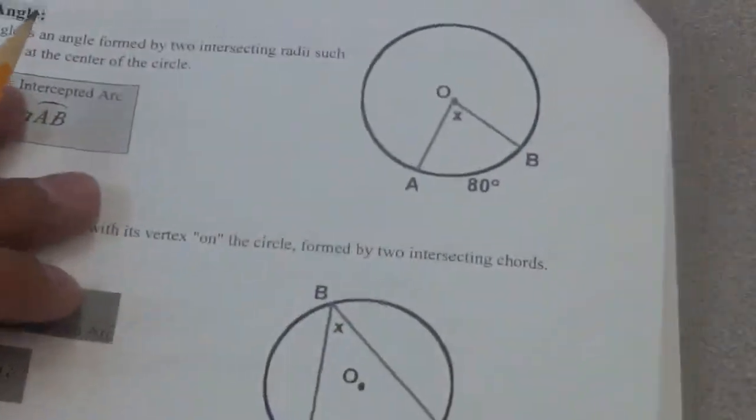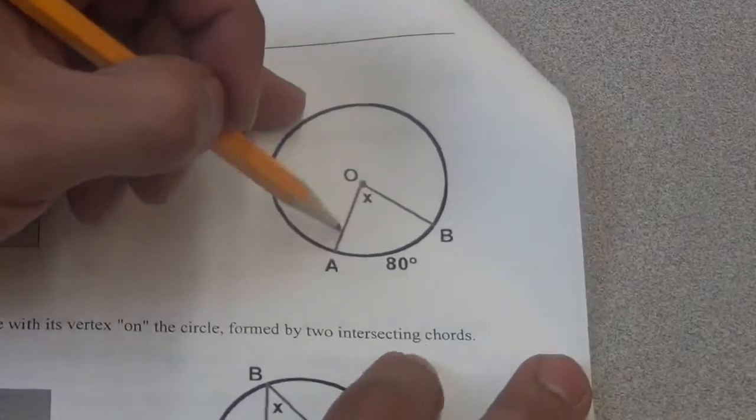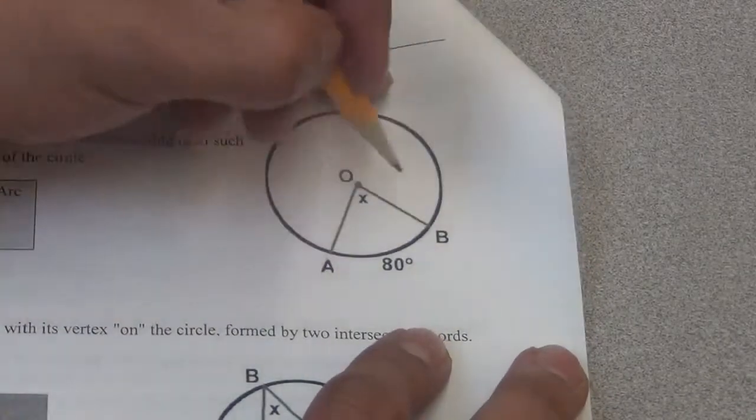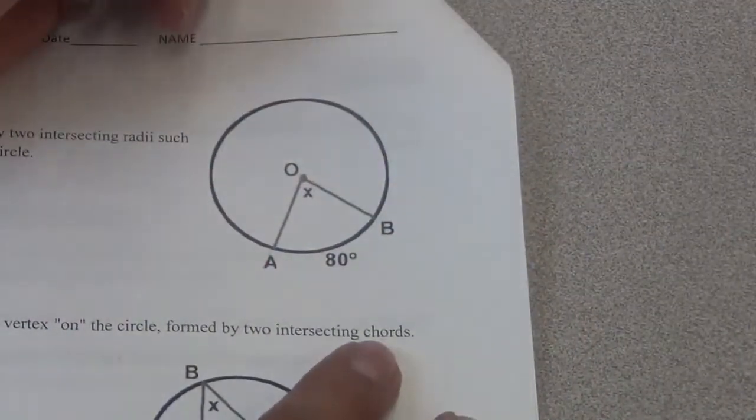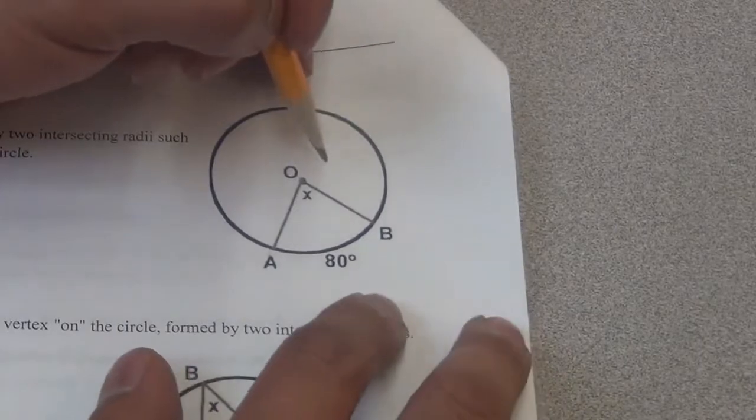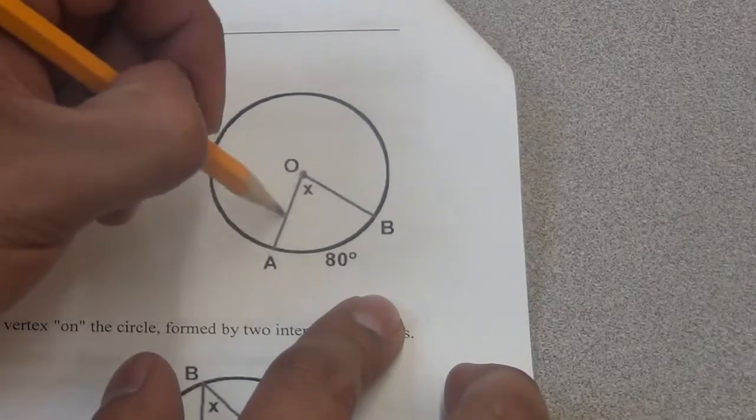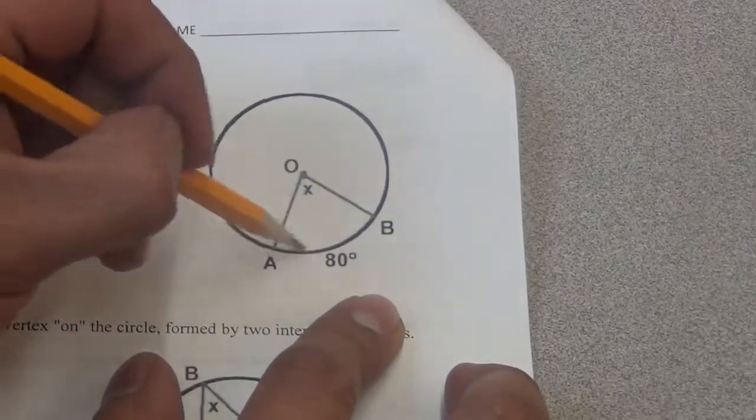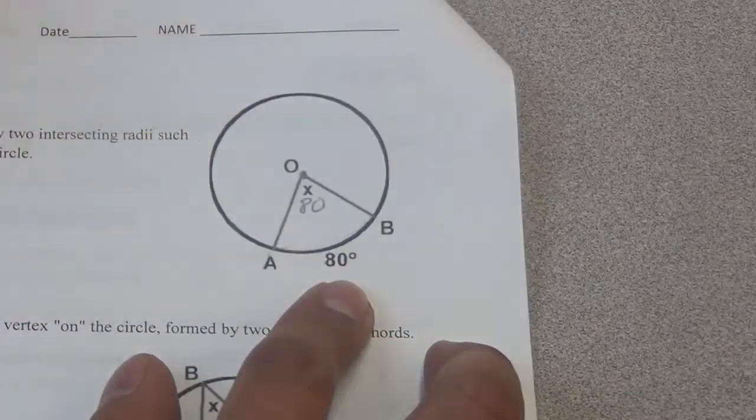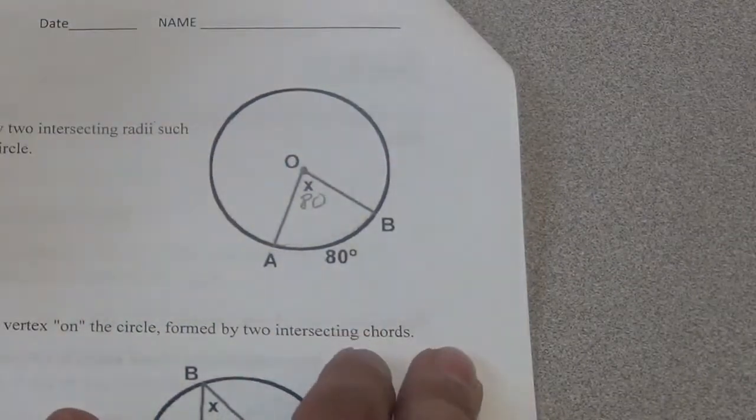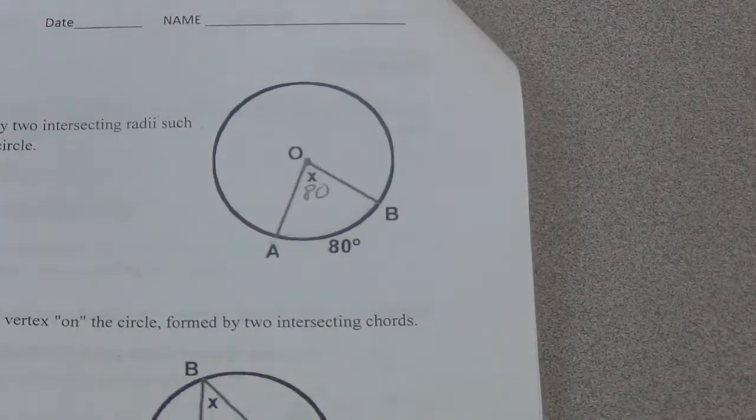So, what else do you need to know? Let's talk about central angles. This is a central angle right here, because it comes from the center. That's why it's called a central angle. The important property of a central angle is that it has the same measure as the arc it cuts. The arc here is 80, so this angle is 80. Because it's a central angle, the measure is congruent to the arc it cuts.